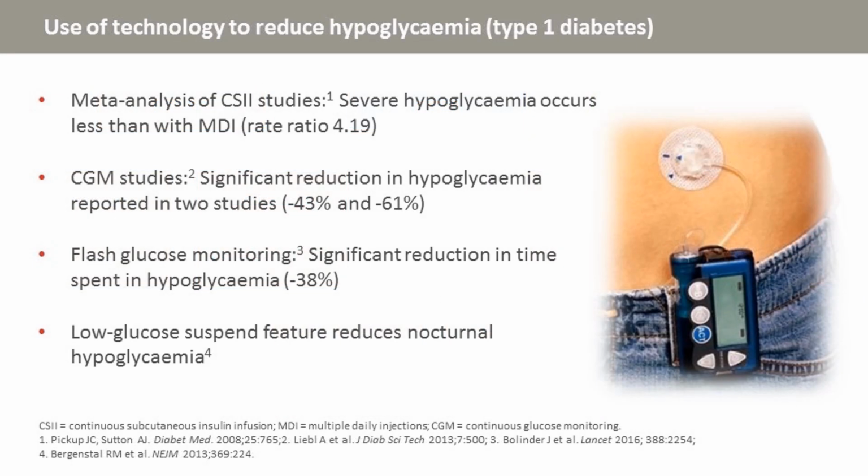Now, the use of technology. Again, you go to all the meetings, we hear about all the technology, but of course, again, this is expensive stuff. It does work, though, in that the meta-analyses show that severe hypoglycemia is less than with multiple injections. There's a significant reduction with continuous glucose monitoring in some studies, not in all. Flash glucose monitoring seems to be beneficial. There's less time spent in the hypoglycemia range. And the low glucose suspend feature will reduce nocturnal hypoglycemia.